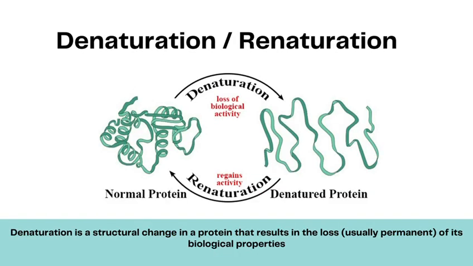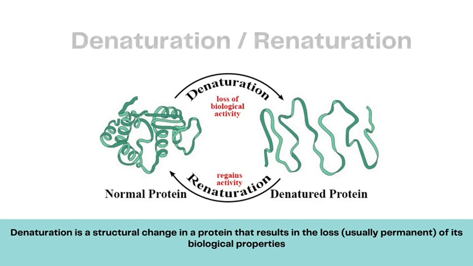Sometimes proteins can undergo denaturation, a process in which the protein structure is disrupted and the protein loses its function. This can be caused by heat, pH changes, or other physical or chemical stressors. However, some proteins can be renatured, or returned to their original function, by reversing the conditions that cause denaturation.